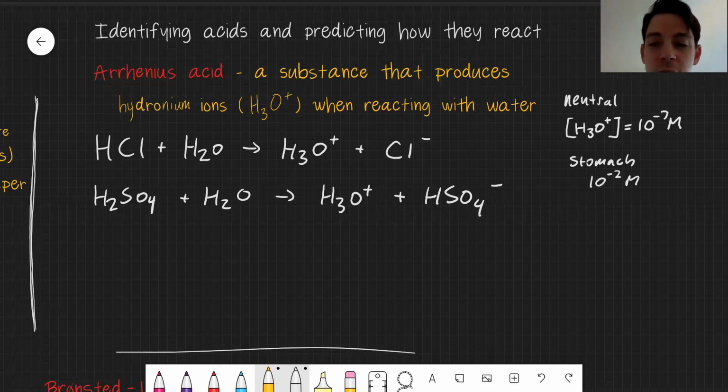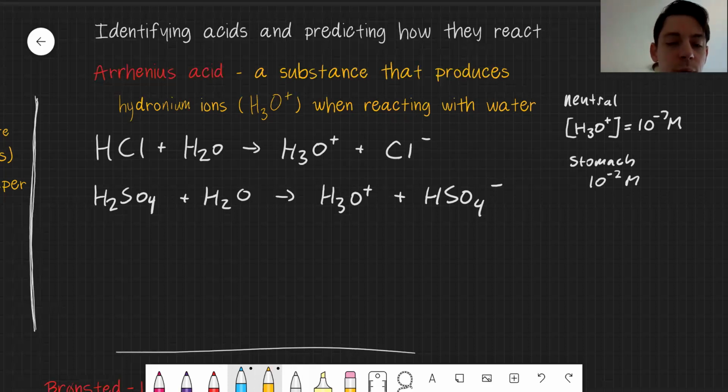Okay, the leftover ion is called bisulfate, HSO4-. Okay. So these are some examples of acids reacting with water, and they all react in a very similar way. One thing that I want to note is these reactions can be simplified, and they often are, just to make it a little bit easier to write.